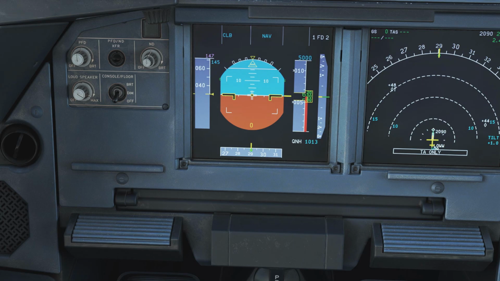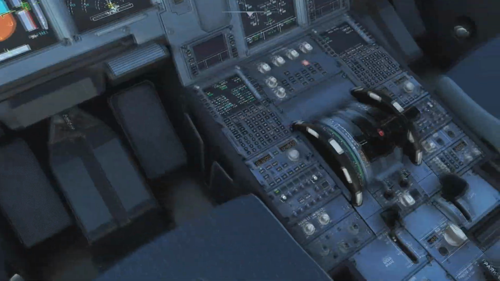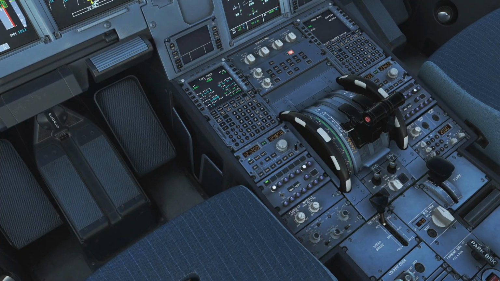At V1 you take your hand off the thrust lever and at rotate you nice and gently rotate. Rotation speed should be 3 degrees per second, so from nose level to 15 degrees nose up it should take around about 5 seconds. So that's the normal procedure for a takeoff. However, if you have more than 20 knots crosswind or any tailwind component, the procedure actually changes.